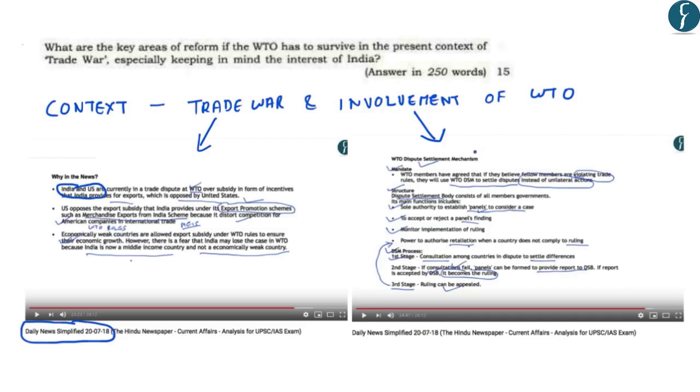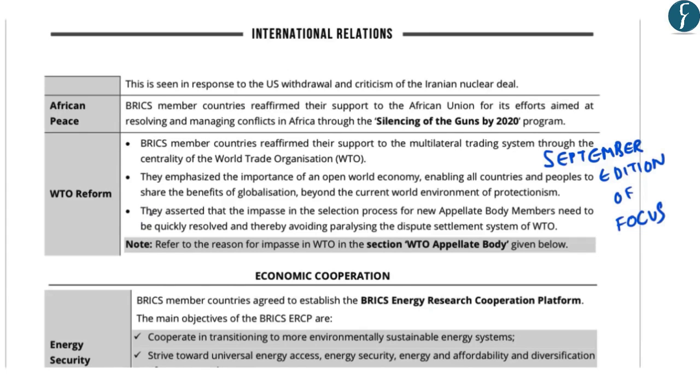Further, you should understand that the WTO is involved in the resolution of such trade wars with the use of its dispute settlement mechanism, which has also been explained in the same DNS of 20th July 2018. Now, the context of this answer could have been the trade war between India and the US, and another part of this answer could have been the dispute settlement mechanism of the WTO. However, now the question arises about the reform of the WTO. Now, the issue of WTO reform was covered in the September edition of Focus under the topic 10th BRICS Summit.